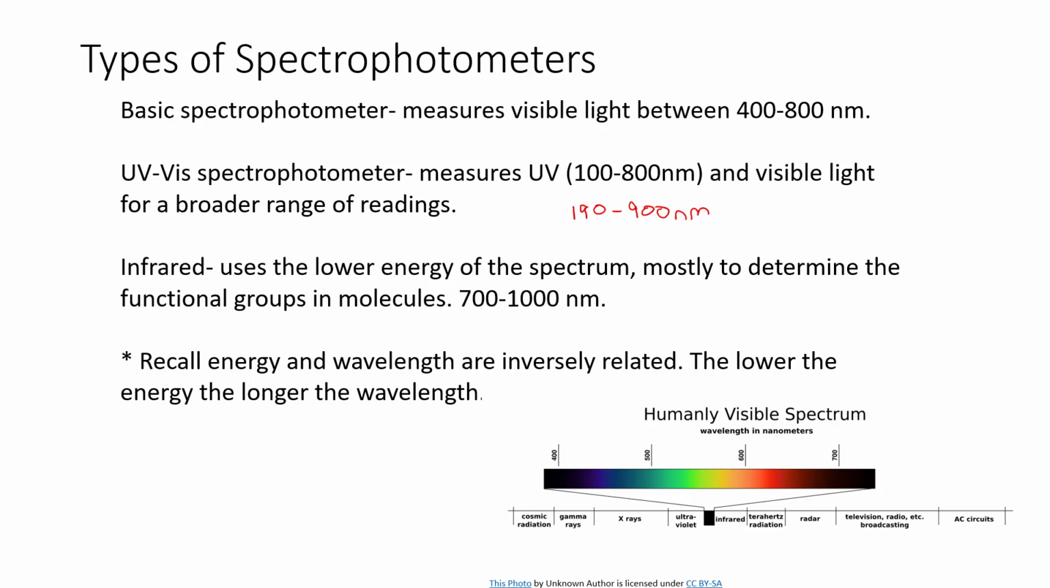Infrared spectrophotometers use the lower energy of the spectrum, and that's mostly to determine functional groups in molecules. The lower energy of the spectrum is 700 to 1000 nanometers. So recall that energy and wavelength are inversely related. The lower the energy, the longer the wavelength. So something that's got a shorter wavelength, like the one I drew before, has higher energy than something that has a longer wavelength. Think about someone jumping rope. So they go jump, jump, jump, jump. That's a lot higher energy and a lot shorter wavelengths, as opposed to someone that goes jump, pause, jump, pause. So this is a much longer wavelength, lower energy.